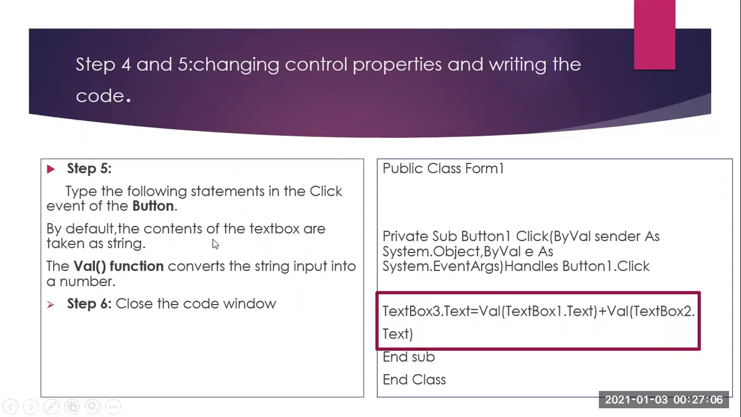Now what you see here, by default the contents of the text box are taken as string. So it's always in the form of string. But what are we doing here? We are accepting two numbers to give an output as a result. So we need it in the form of numbers and not in the form of string, because that will not give us the output that we require.